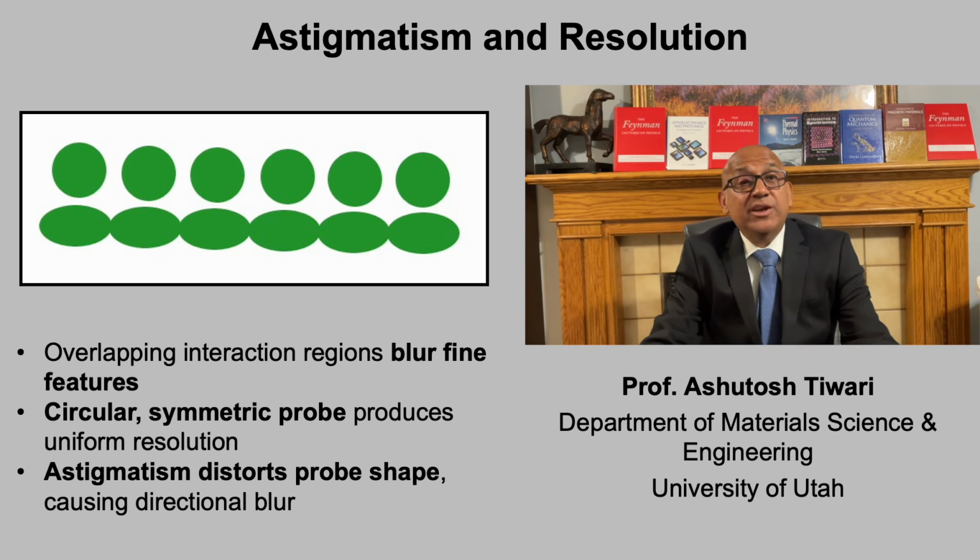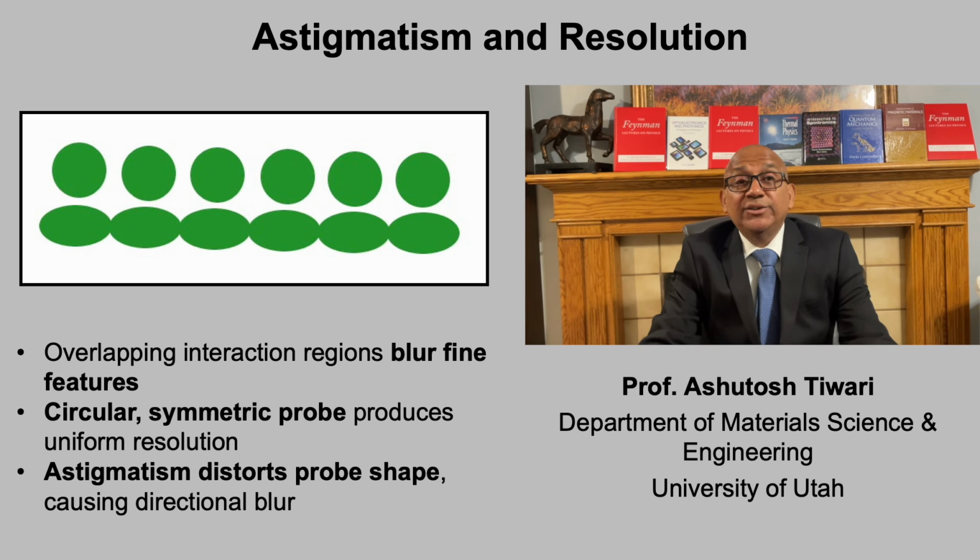In addition to interaction volume size, beam shape plays a critical role in determining SEM resolution. For optimal imaging, the electron probe at the specimen surface should be circular and symmetric. A circular probe produces a well-defined, localized interaction region, allowing features to be resolved equally well in all directions.